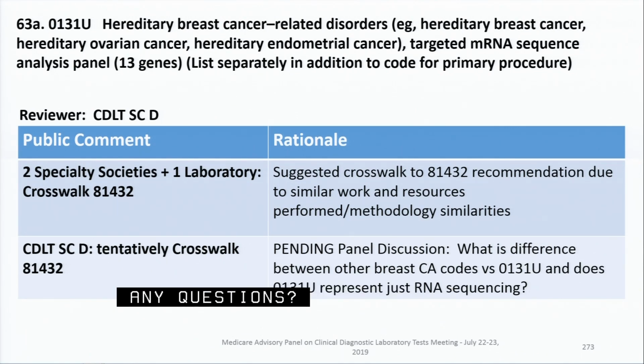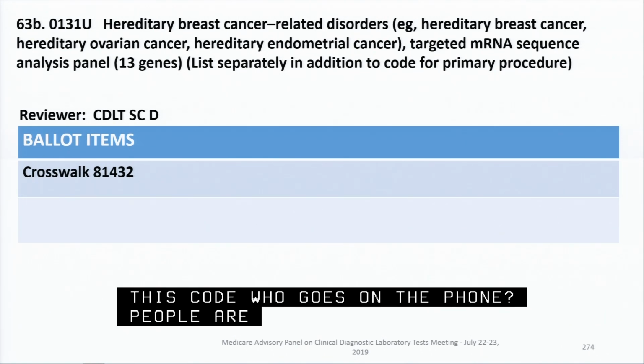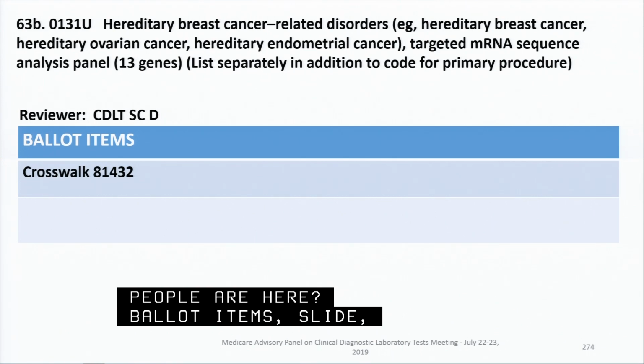From those on the phone? People here? All right, so we're going to go to the ballot items slide. And so for code 0131U, we have the crosswalk of 81432, and of course, gap fill is an option.